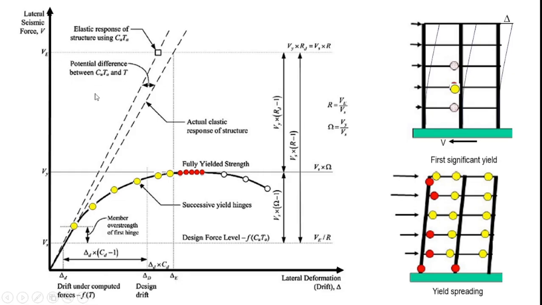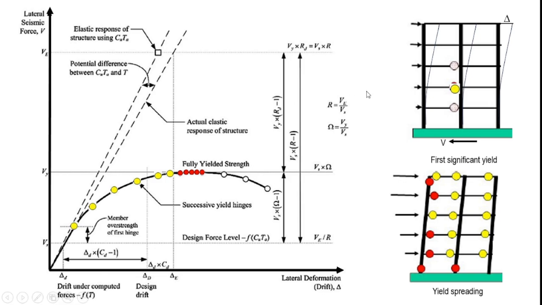Now in the same diagram, you will find a term called Vs, which is nothing but the design lateral force computed following the code specified response spectrum. So the first observation is that the design force level mentioned in the code is much less than VE, which is the maximum force generated in the structure if it is allowed to remain elastic during the seismic excitation.